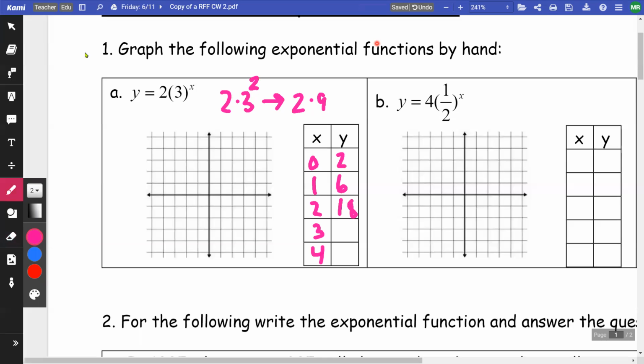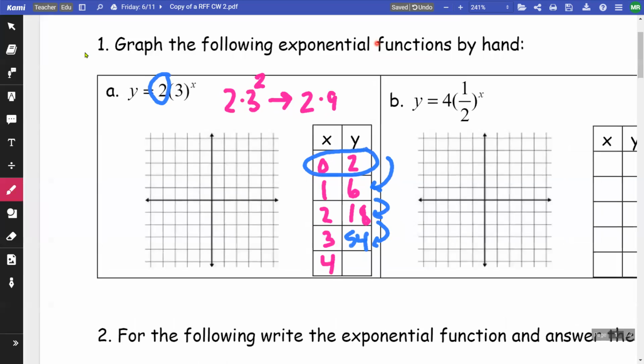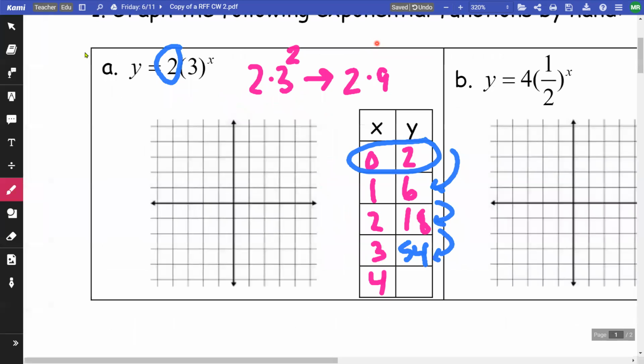And what you'll notice is happening here is I started with 2, which was my a, and I am timesing by 3, timesing by 3. I'm going to keep timesing by 3, so I get 54 and so on. So that's not going to fit on my graph. So let's just get what I can get onto my graph.